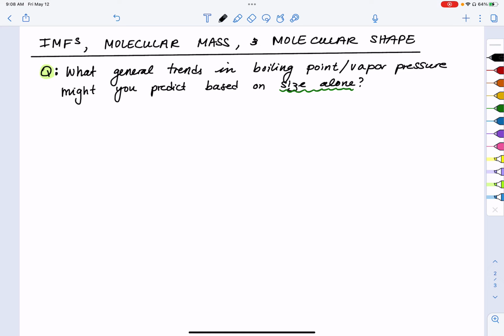So let's remind ourselves about the relationship between boiling point and vapor pressure, because again, they are intrinsically linked. So recall, the boiling point is the temperature at which the vapor pressure of a substance is equal to exactly atmospheric pressure.